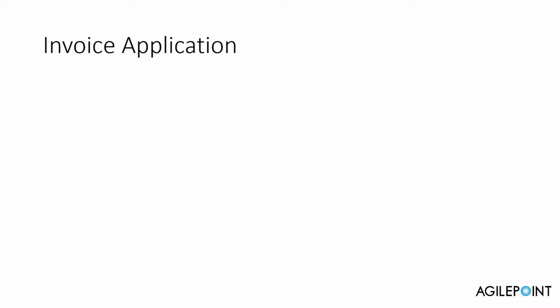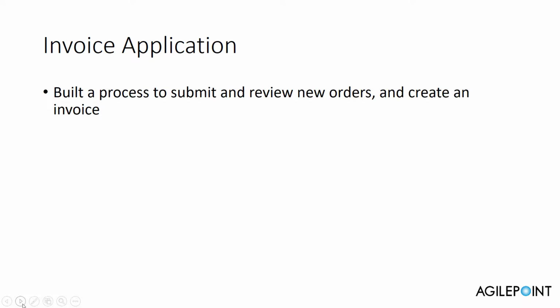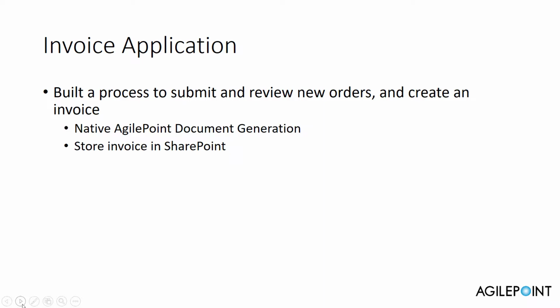Okay, so as we mentioned earlier, today we'll build a simple invoice application. Before we start building, let's take a look at the various application components. We'll build a process to submit and review new orders and create an invoice. To do that, we'll leverage AgilePoint's native document generation capabilities to insert data from our application into an existing template, and we'll store that invoice in SharePoint.